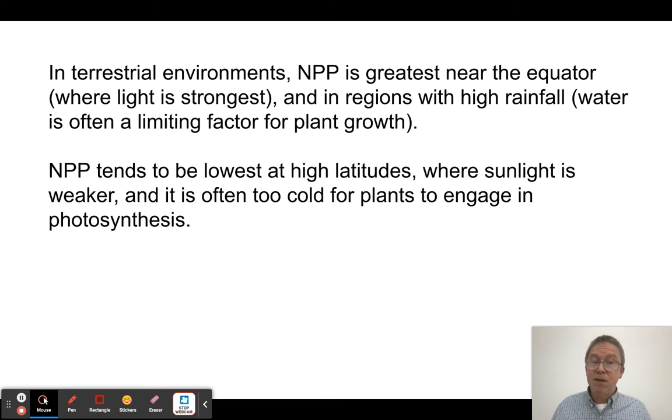Water is another big one, right? In places where there's a lot of precipitation, you're going to get a lot of plant growth. But if there's not a lot of precipitation, think about a desert, you just can't do it. Even if you have light and temperature, if you don't have water, you don't have photosynthesis, you don't have productivity. So at higher latitudes, where you have weaker light, shorter days, and below freezing temperatures in the winter, that really limits the amount of productivity available in those regions.